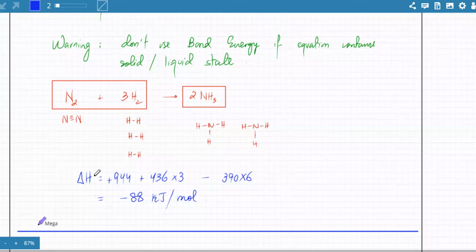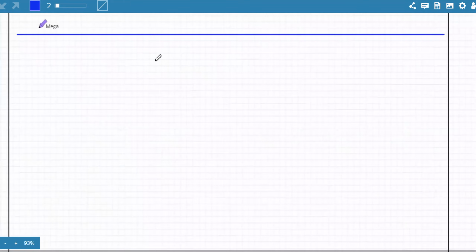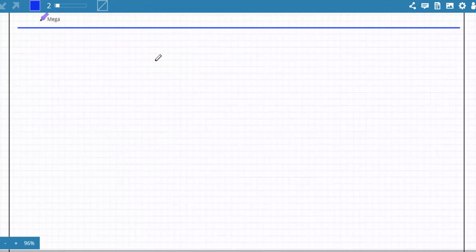Now, the only problem with this is that I told you that the data booklet bond energies are defined for gaseous substances. So don't use this method if the substance is either a solid or a liquid. Now, we're going to move towards other techniques of finding enthalpy changes, but before we could do that, there are a lot of definitions that we have to remember. So, plenty of definitions that have to be remembered.